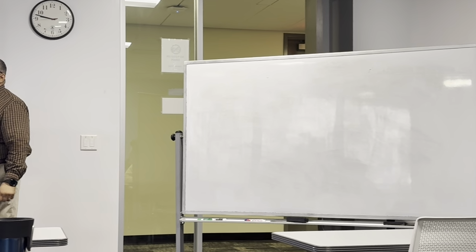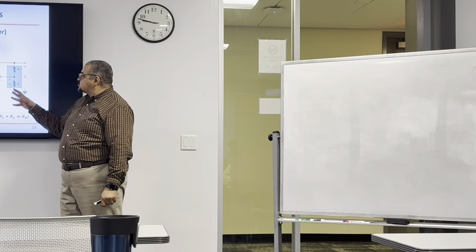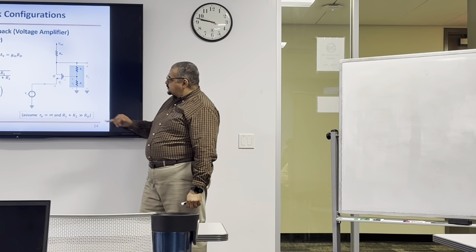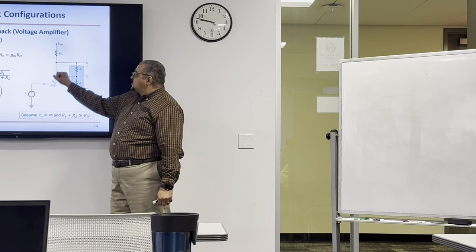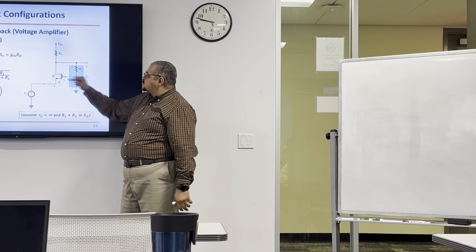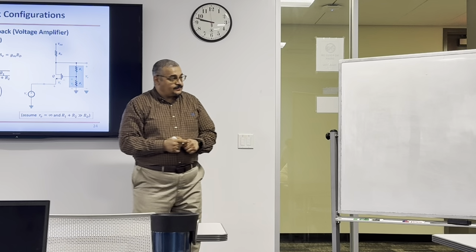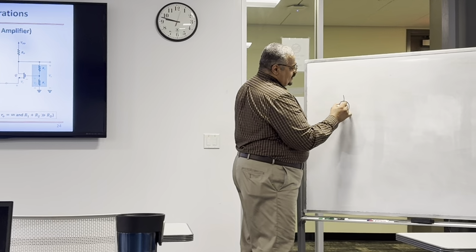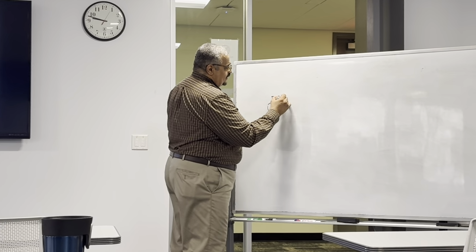First of all, what configuration is this? Is it common source, common gate, or common drain? Because the input is applied to the source, the output is taken from the drain, so the gate is common. If you design this without feedback, it's going to look like this. Completely without feedback. Okay?